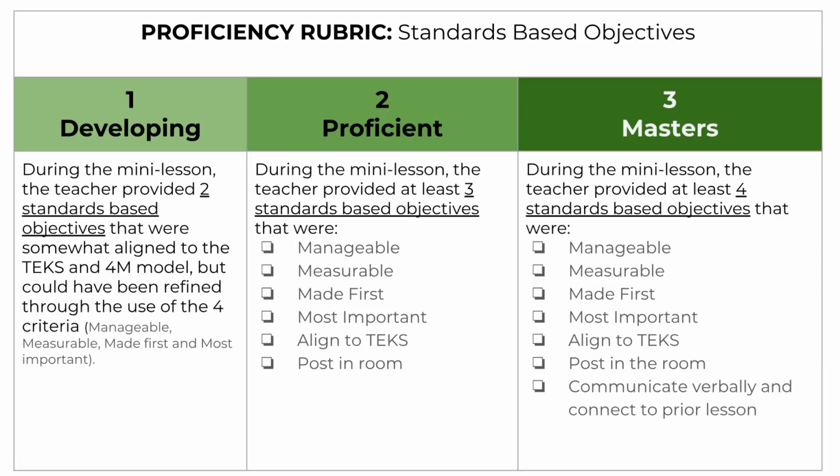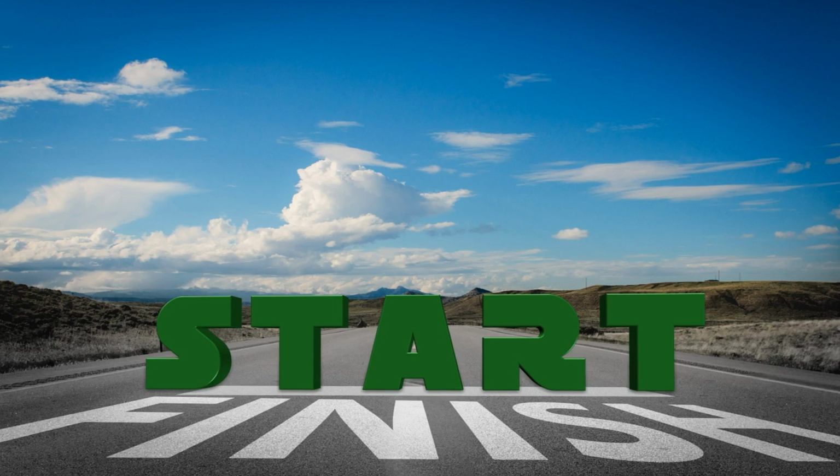At the conclusion of this course, you'll have an opportunity to demonstrate your understanding of the stated learning objective by participating in a demonstration lab sponsored by Region 11 certification team. During the demonstration lab, you'll present a 10-minute mini-lesson in which you'll model how to create standards-based objectives. You'll receive feedback based on the proficiency rubric you see on the screen, and to earn credit for the course, participants must score at the proficient or master's level. Now that we know the learning objective and how it will be assessed, we're ready to get started.